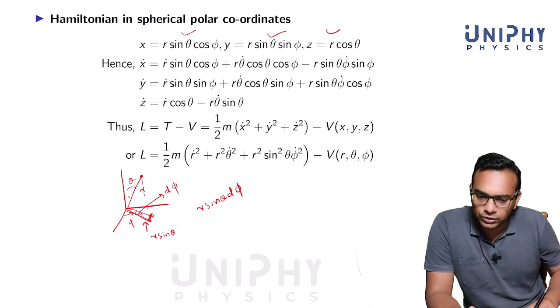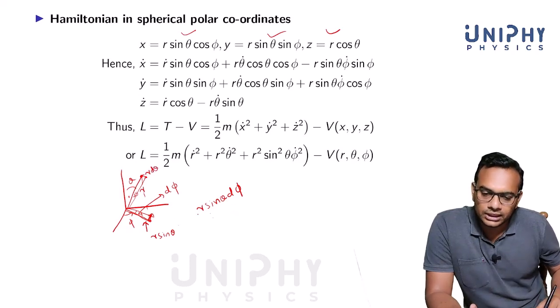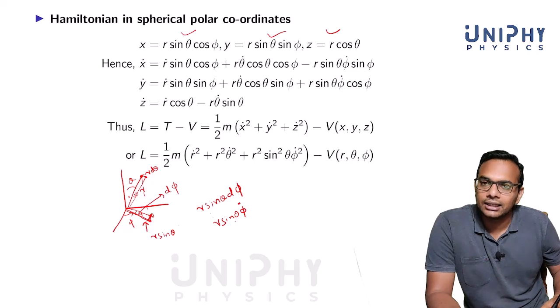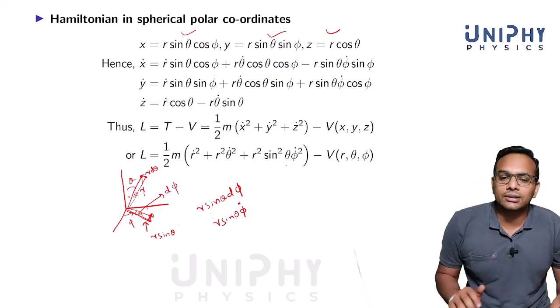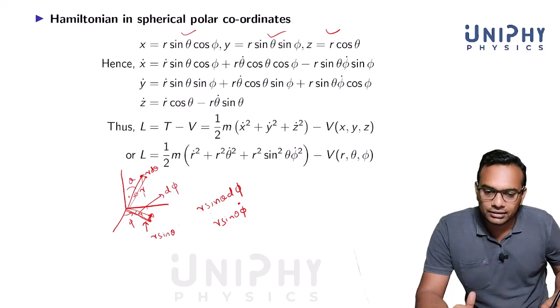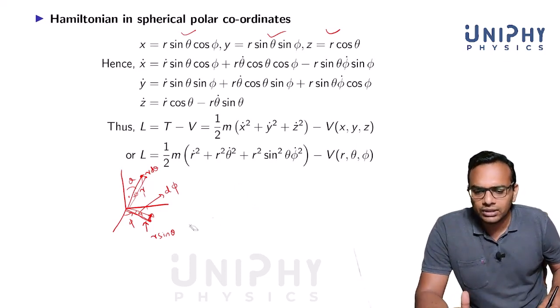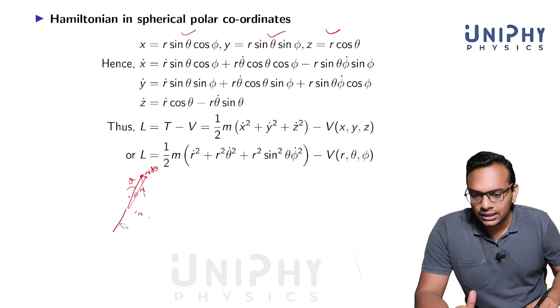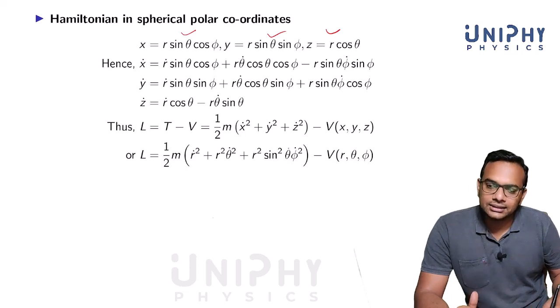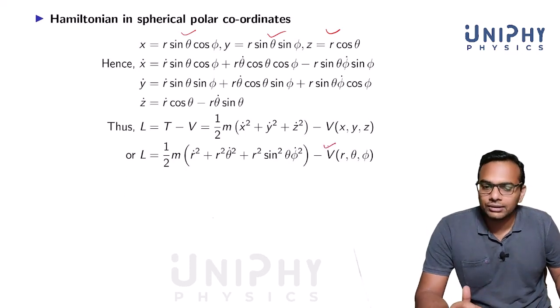That's exactly what we do here. If there's a small change in theta, d theta, the length here is r d theta. And this is r sine theta d phi, and the corresponding velocity is simply r sine theta phi dot. That's why we have r square sine square theta phi dot square here. You just divide by dt and you get r sine theta phi dot. I think we have already discussed these things in the Lagrangian. You don't have to go through all these transformation equations to find this Lagrangian. You can directly do that.